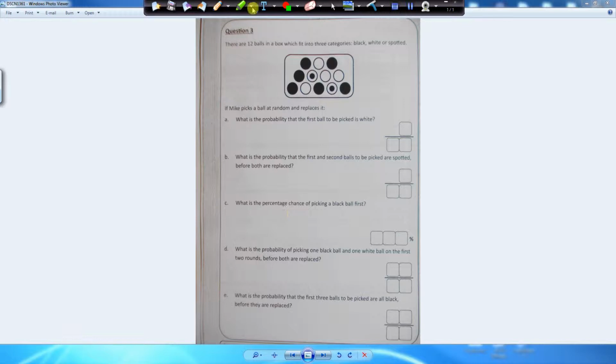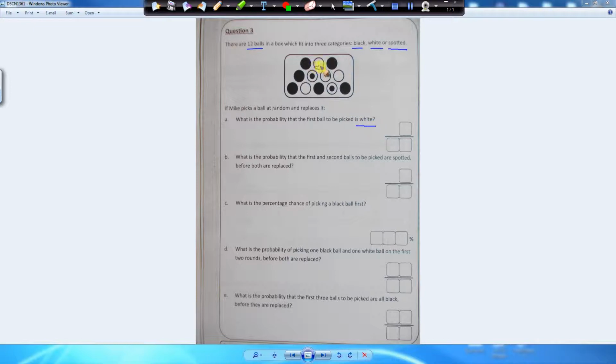Like the question number 3 now. Here you go. So here we have, there are 12 balls in a box which fit into 3 categories: black, white, or spotted. If Mike picks a ball at random and replaces it, what is the probability that the first ball to be picked is white?